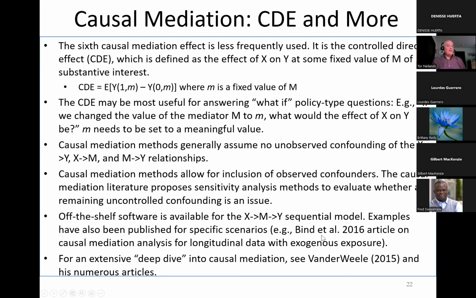So, for instance, there's an article by Bind et al. that talks about causal mediation analysis for longitudinal data with an exogenous exposure. For an extensive deep dive into causal mediation, I highly recommend Tyler VanderWeele's articles. He published a number of them up until 2015, and he continues to publish more after that. But what he did with the articles prior to 2015 is he rolled them all up as chapters in a very thick textbook on mediation. So if you're interested, you can get the whole book or you can read the constituent articles.